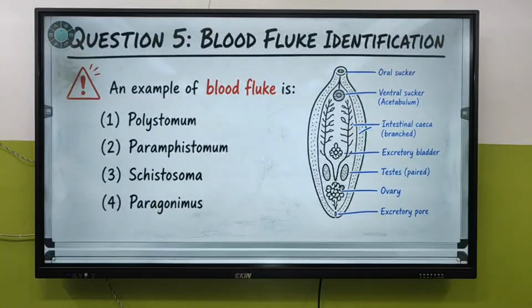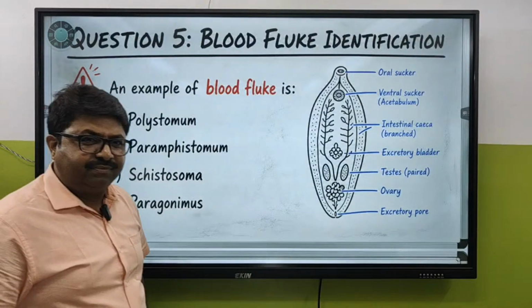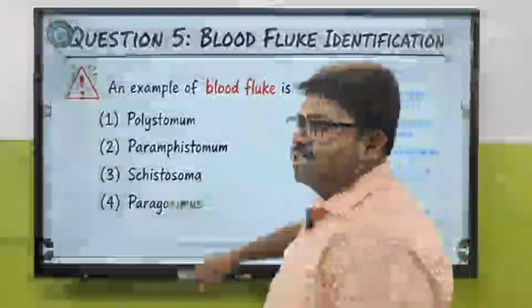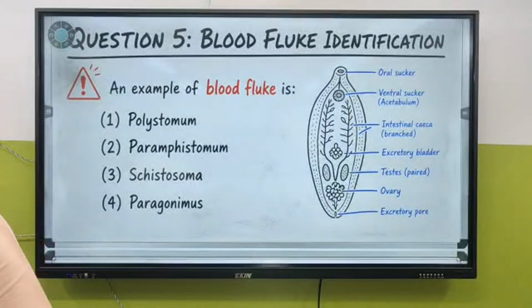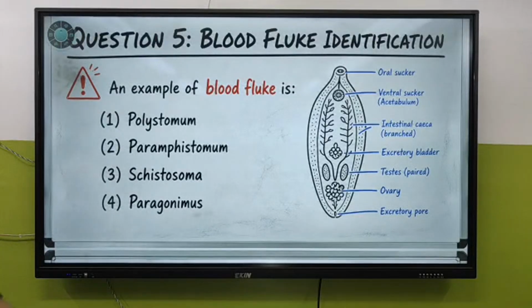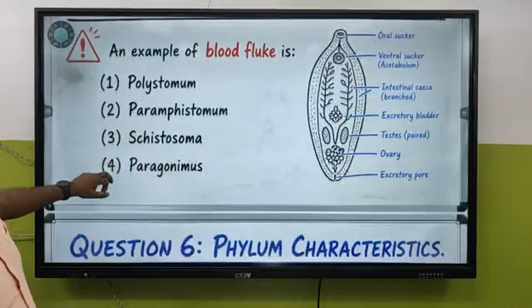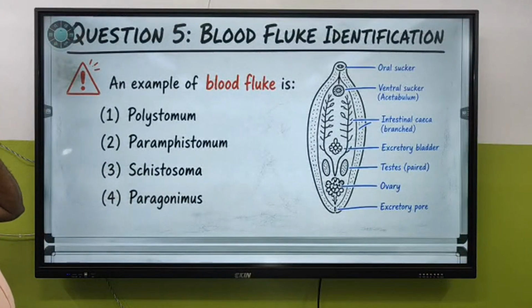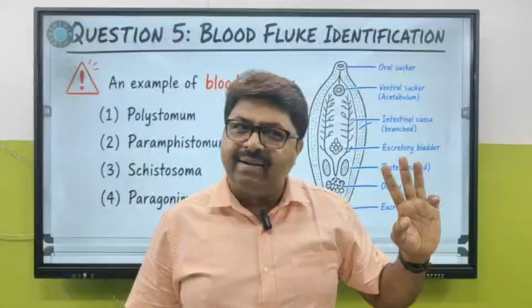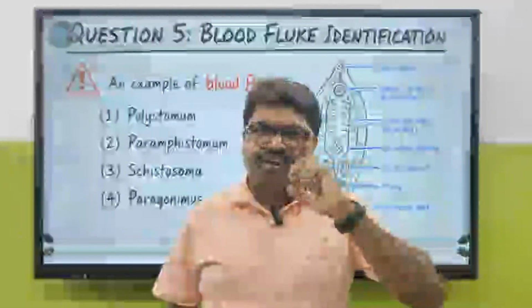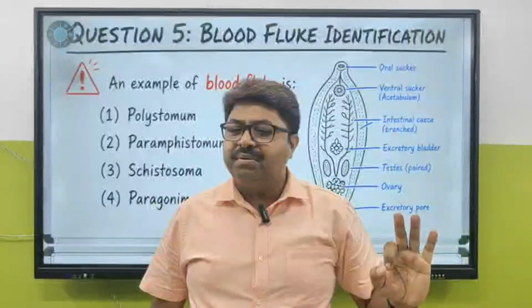An example of blood fluke is? Schistosoma granulosa. The answer is C. Schistosoma granulosa is a blood fluke. It comes under which class? The classes we have talked about are Turbellaria, Trematoda, and Cestoda. They are under Trematoda, leaf-like Trematoda. Very good.